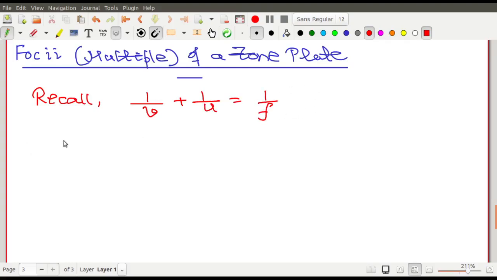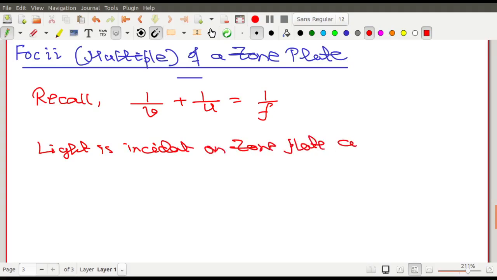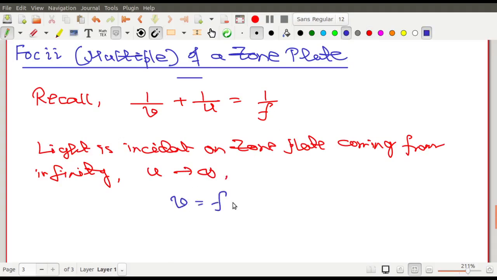And now you suppose that the light is incident on zone plate, coming from infinity. So that means that u is tending to infinity. You have done this type of problems in your higher secondary classes. So therefore your v comes out to be f. So this actually conclusively shows that your image is formed at the focal point.